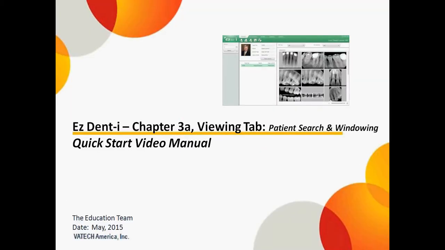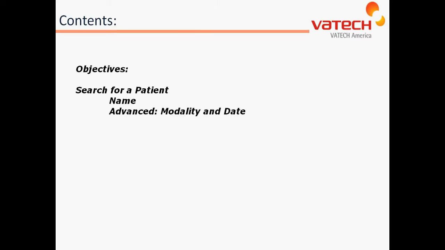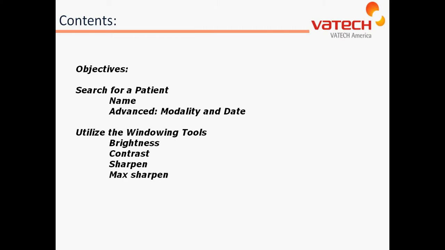This is EzDent-i Quick Start Video Manual, Chapter 3A, the Viewing tab, specific to patient search and windowing. The objectives of this video today will be to search for a patient by name and advanced search either by modality and date, as well as utilize the windowing tools including brightness, contrast, sharpen, max sharpen, inverse, as well as film effect.